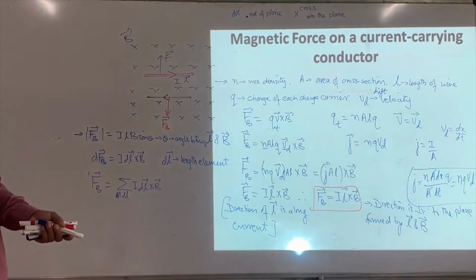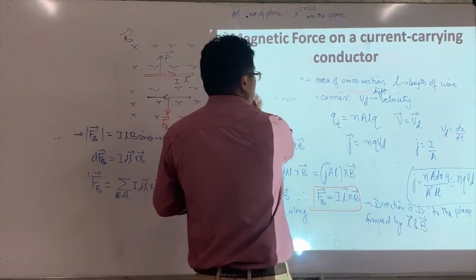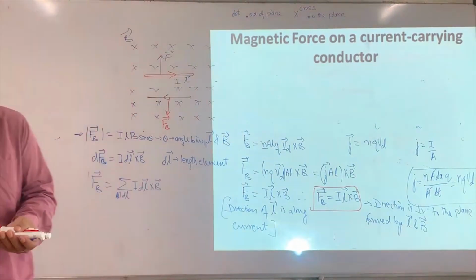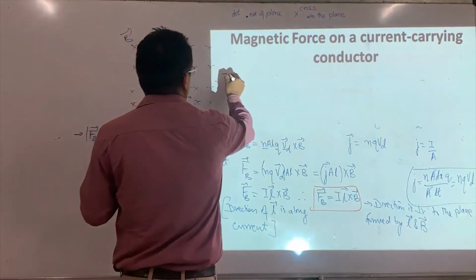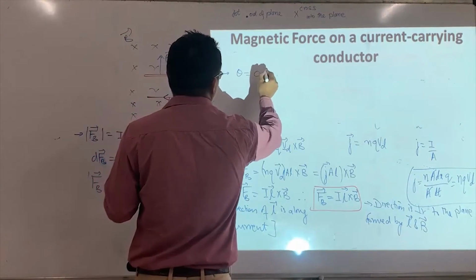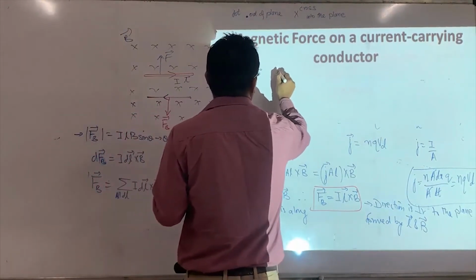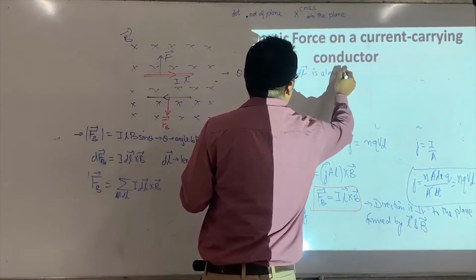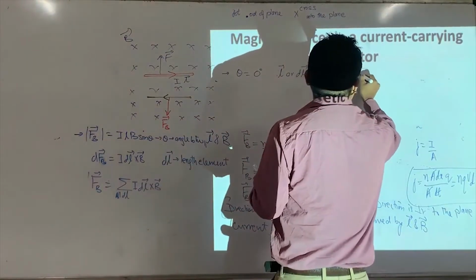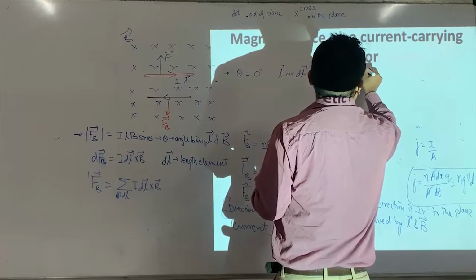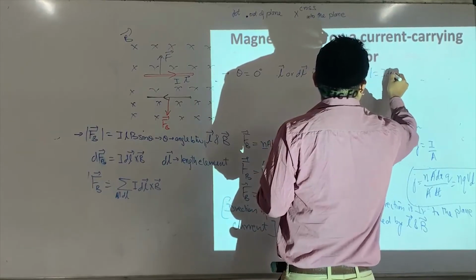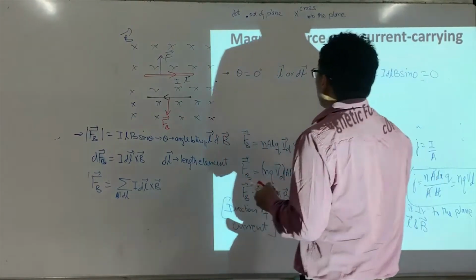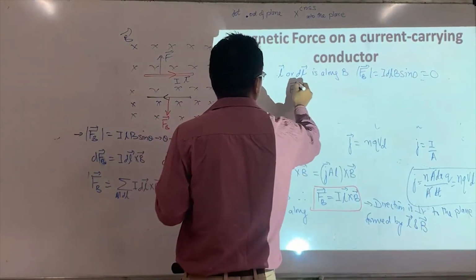Now I would like to look at a few small cases. What about maximum force? What about zero force? If theta is equal to, let's say, 0 degrees, that means DL is along B, then F is equal to I DL B sin 0. Sin 0 is 0, so force is going to be 0.